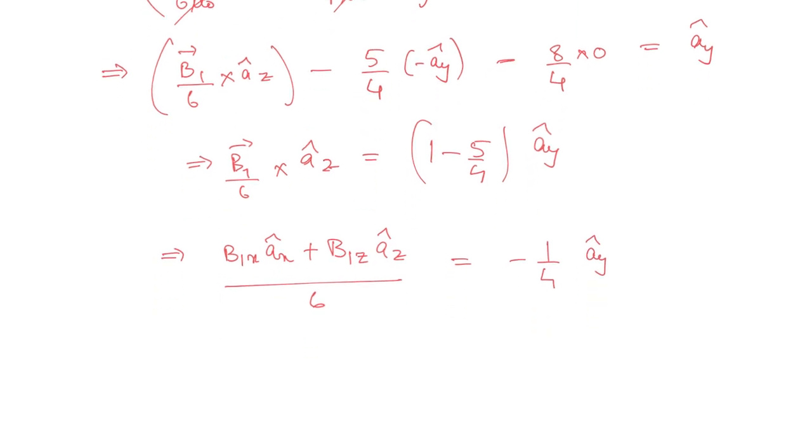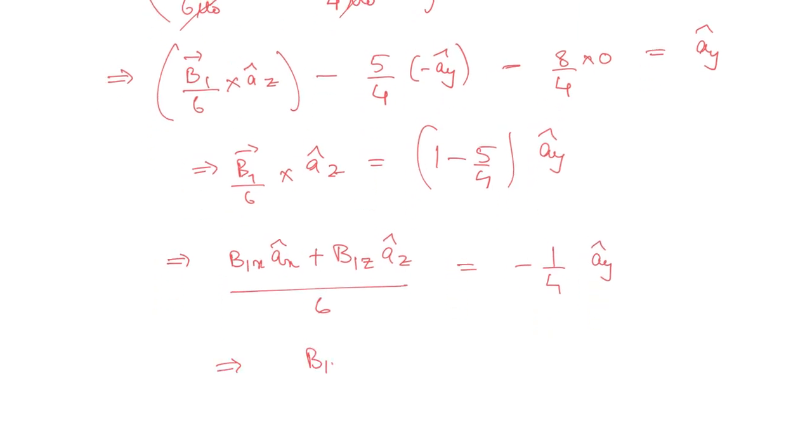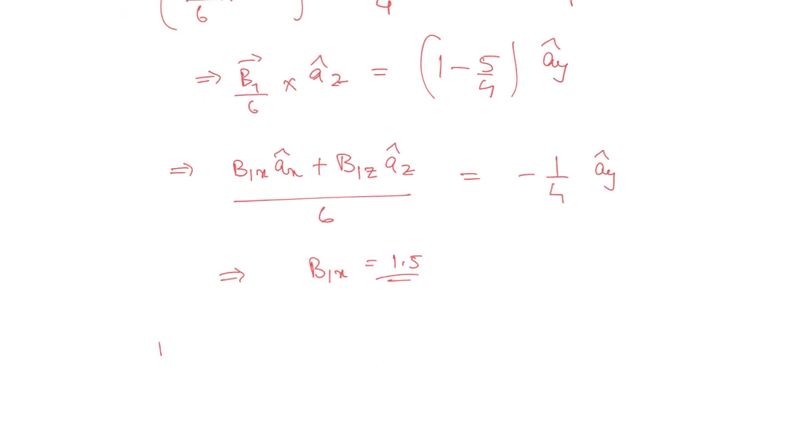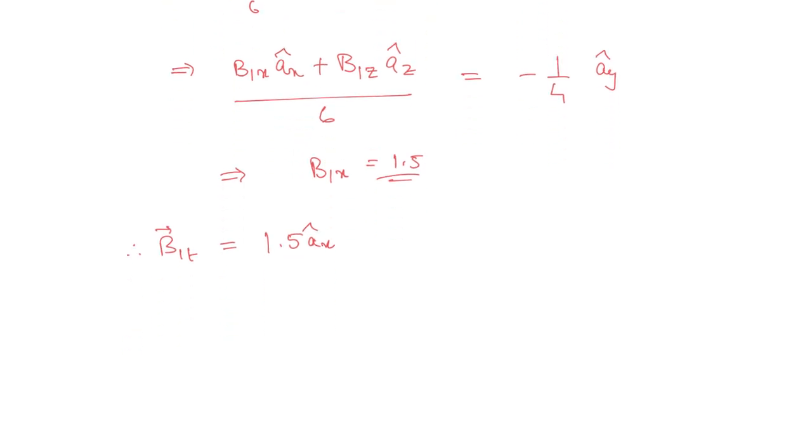So from here you are going to get B1x is equal to 1.5. Therefore, the tangential component is only this, so this is going to be 1.5 ax cap. So now we have the tangential as well as the normal components. So we can write B1 bar is equal to B1T bar plus B1N bar, and this is equal to 1.5 ax cap plus 8 az cap.